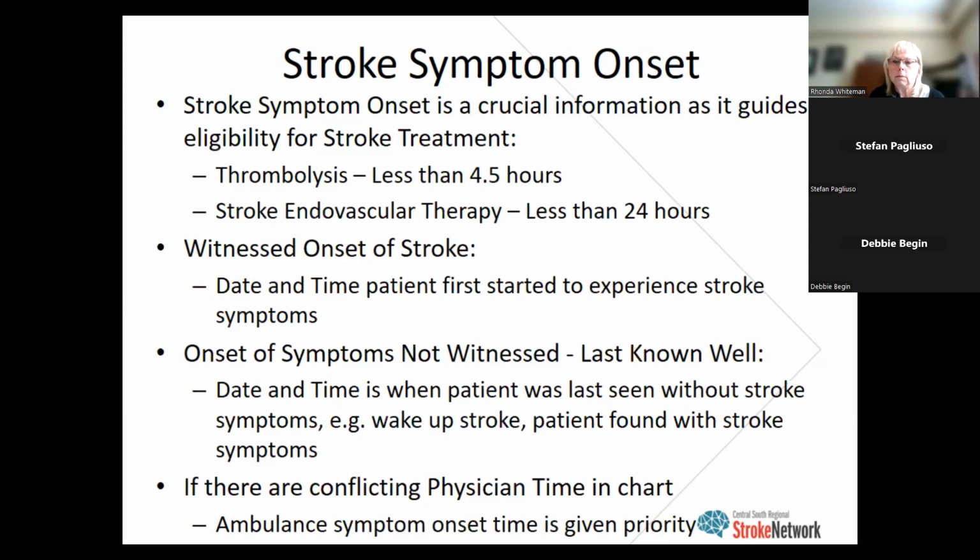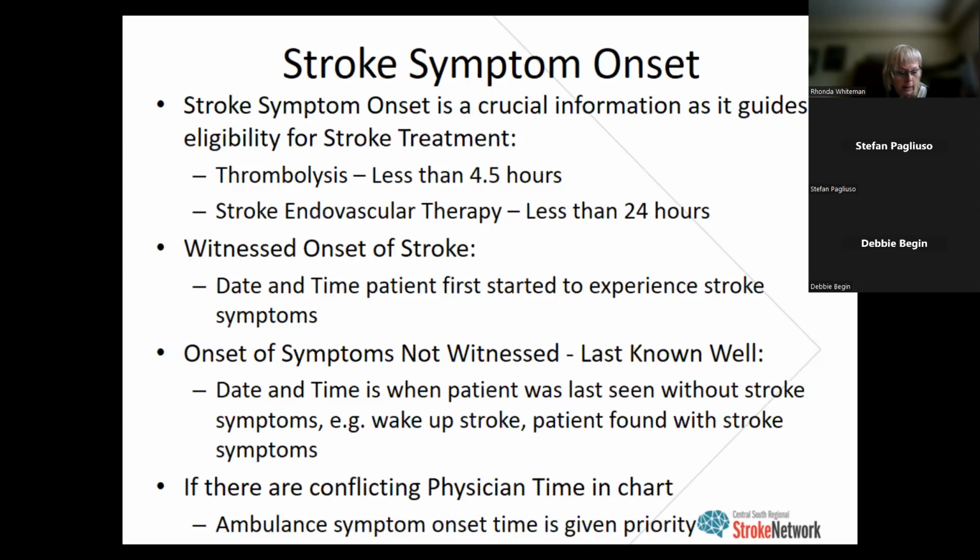When the stroke symptom onset is not witnessed, we really look at last known well, and that can be a bit more challenging and sometimes requires more investigation or conversation with the team. This is really asking, when was the patient last seen without stroke symptoms? And this is sometimes where you may find conflicting information in the chart, for example with wake-up strokes, where the patient is found with stroke symptoms.